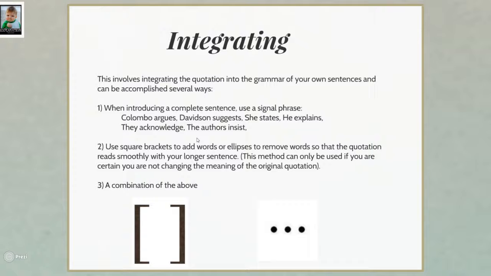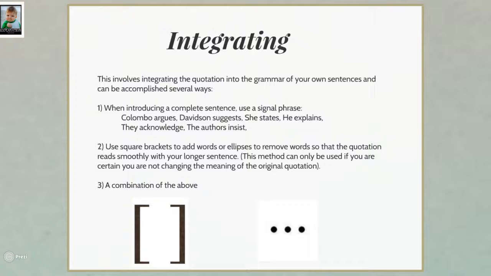You want to be a bit careful about word choice here. You don't want to get too fancy. My advice to students is always to keep it simple. If you get fancy and use words like Columbo explicates or Davidson illuminates, it can almost bog down your sentences rather than working to clarify your quotes and pull them smoothly into the surrounding text.